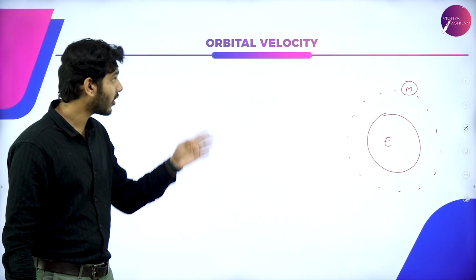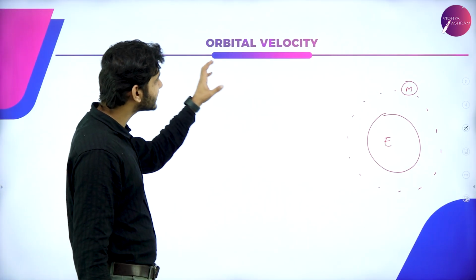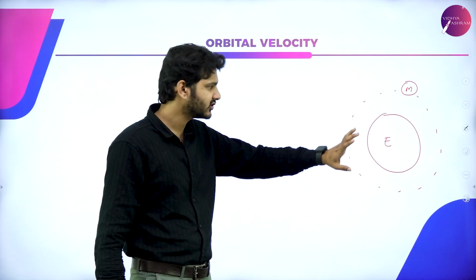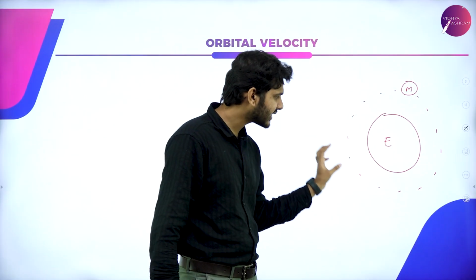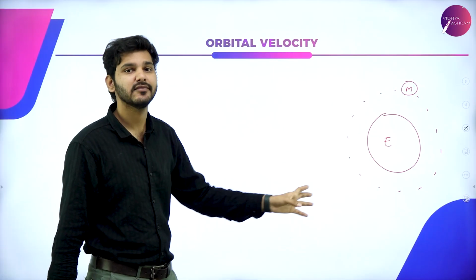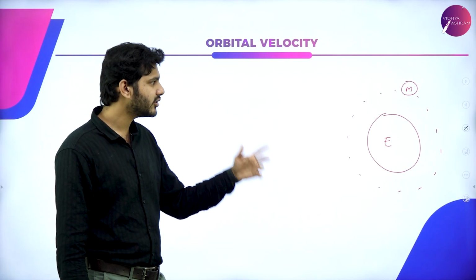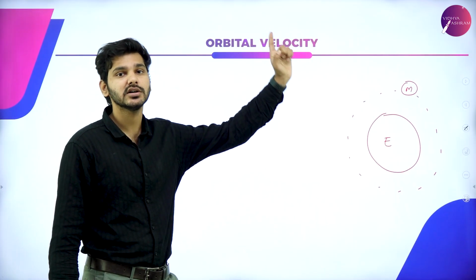So again, what is orbital velocity? Orbital velocity is nothing but the velocity of a satellite around a planet, in this case Earth. So I say that orbital velocity is the velocity of a satellite around planet Earth, that is, how fast it is revolving or rotating around that particular planet. So we are going to find out what is the orbital velocity of that particular moon around the Earth.